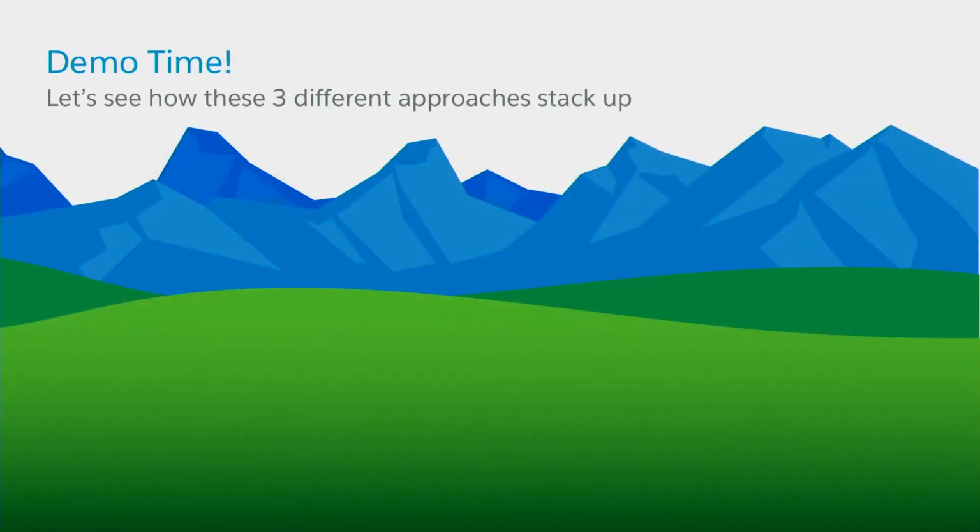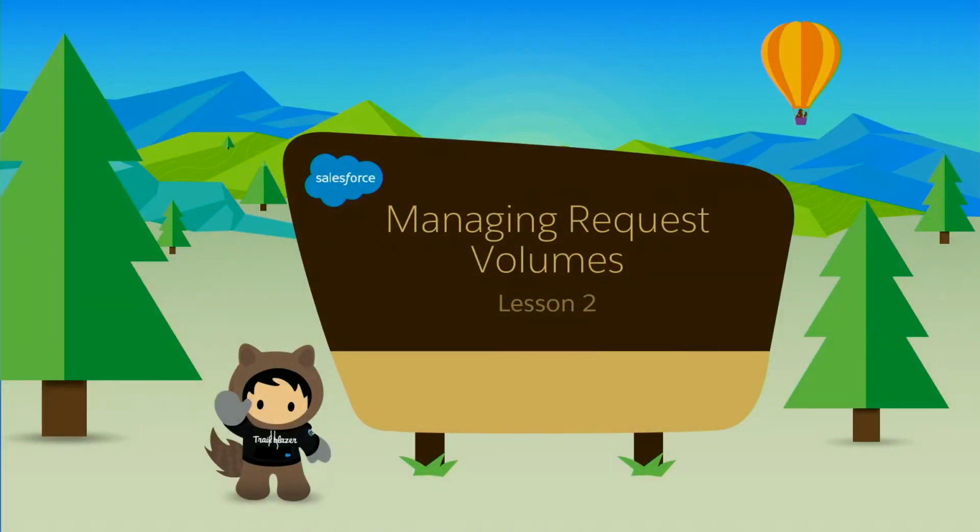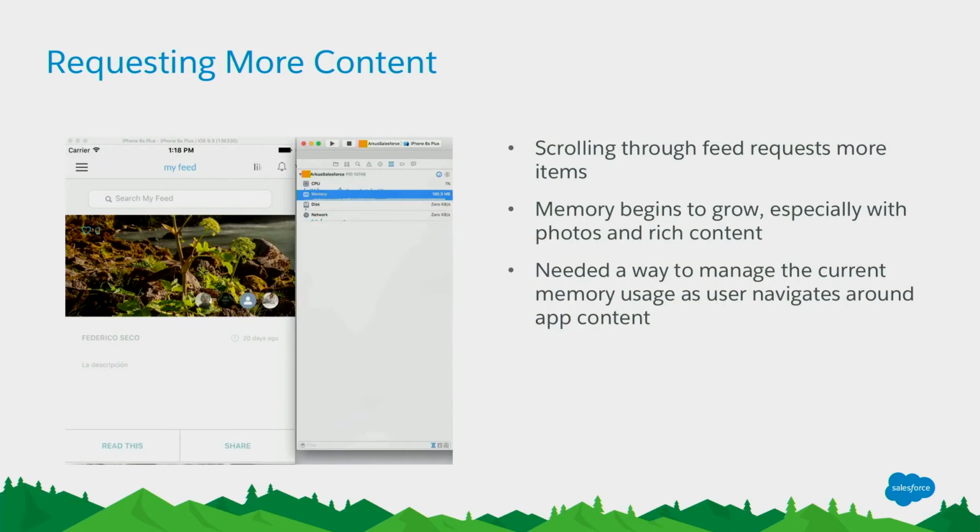All right, so let's move on to managing request volumes. As an application, we're not really on MacBook Pros. We have iPhones or Android devices that have lower memory. And one of the things we need to be cognizant of is the background memory that our app is consuming with any content that it's storing, especially photos or video content that we're pulling down.